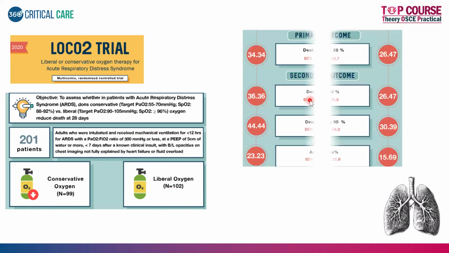Okay, so primary outcome, not much of a difference if you see. So again, the secondary outcomes were death in the ICU, in the long run 90-day mortality, and the risk of occurrence of arrhythmias. Fairly, there was some amount of positivity of occurrence of arrhythmias in a patient with a lower oxygen target as compared to the higher oxygen target.